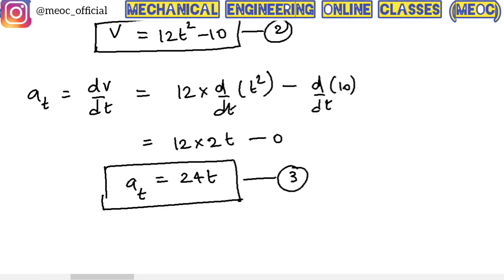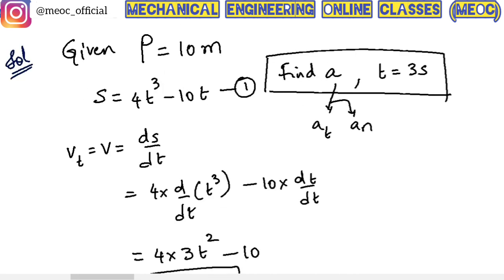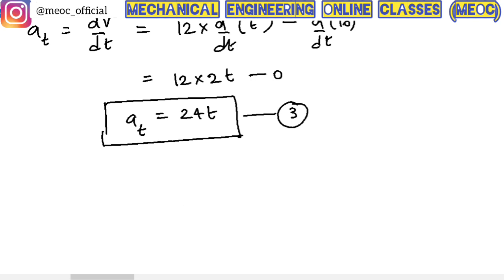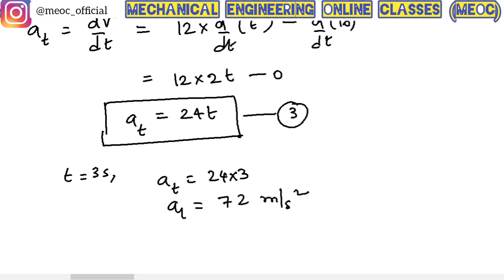So now we are supposed to find any quantity when t is 3 seconds. So we can find at when t is equal to 3 seconds. At will be equal to 24 into 3. This is nothing but 72 meter per second square. So the tangential component of acceleration at time 3 seconds is obtained.